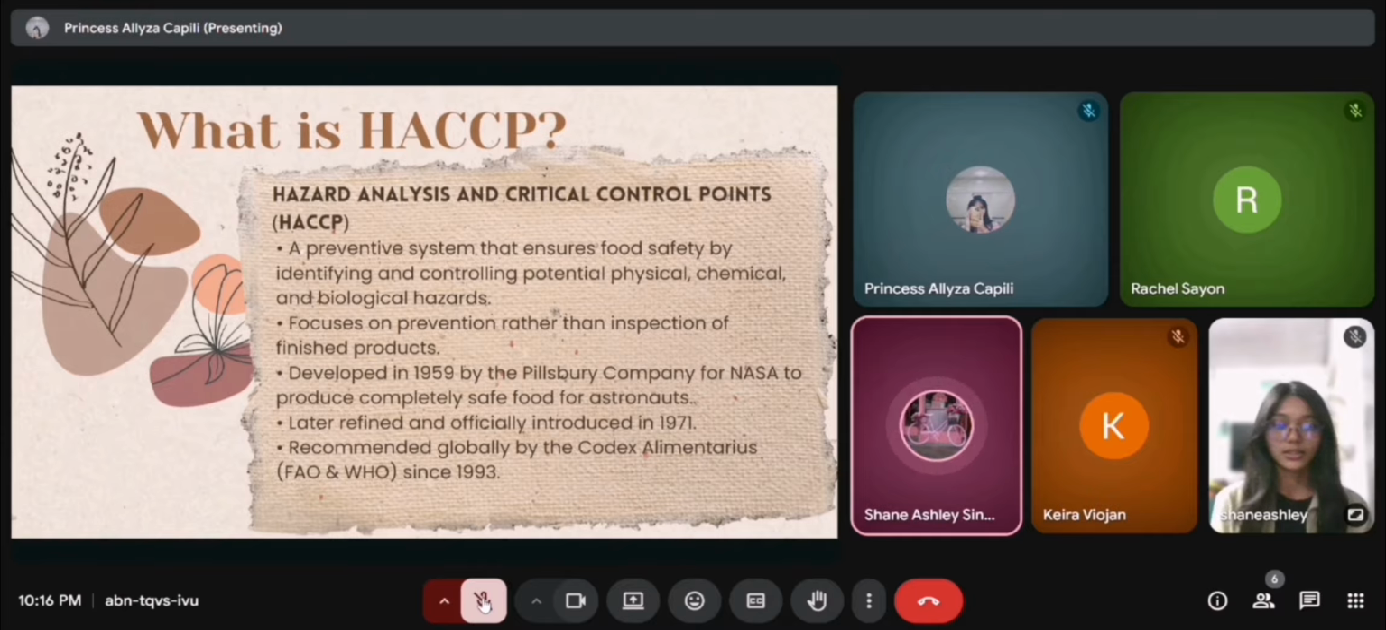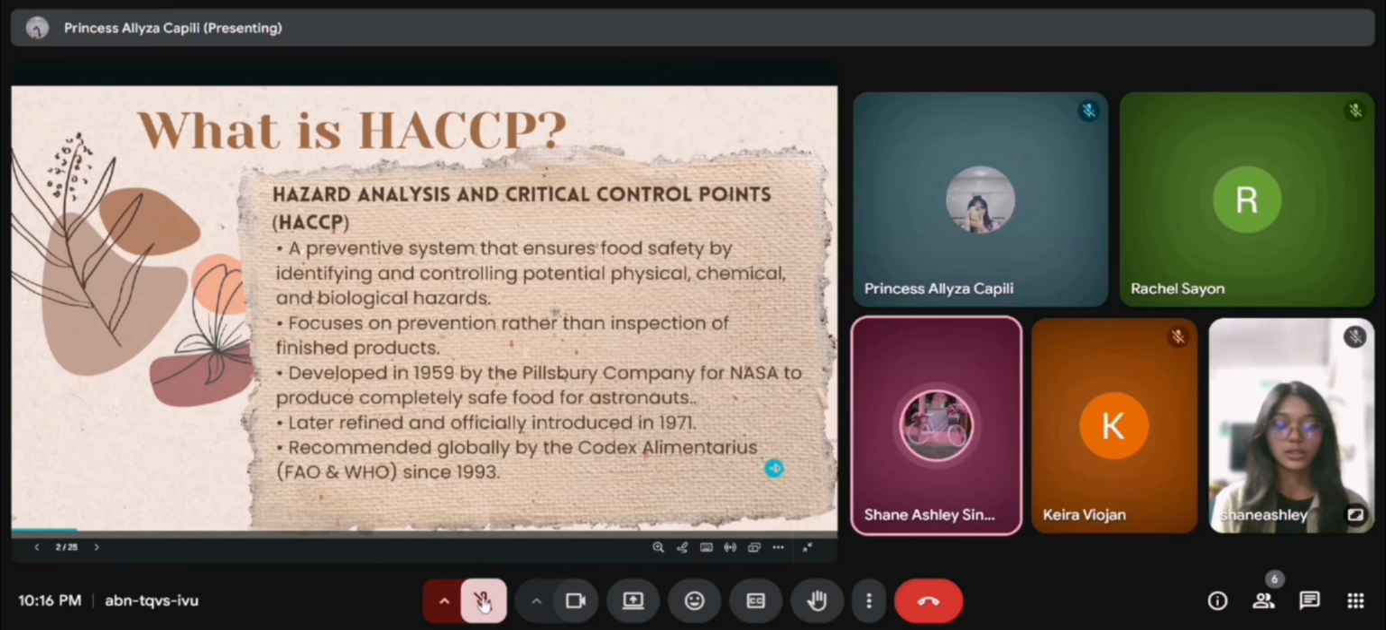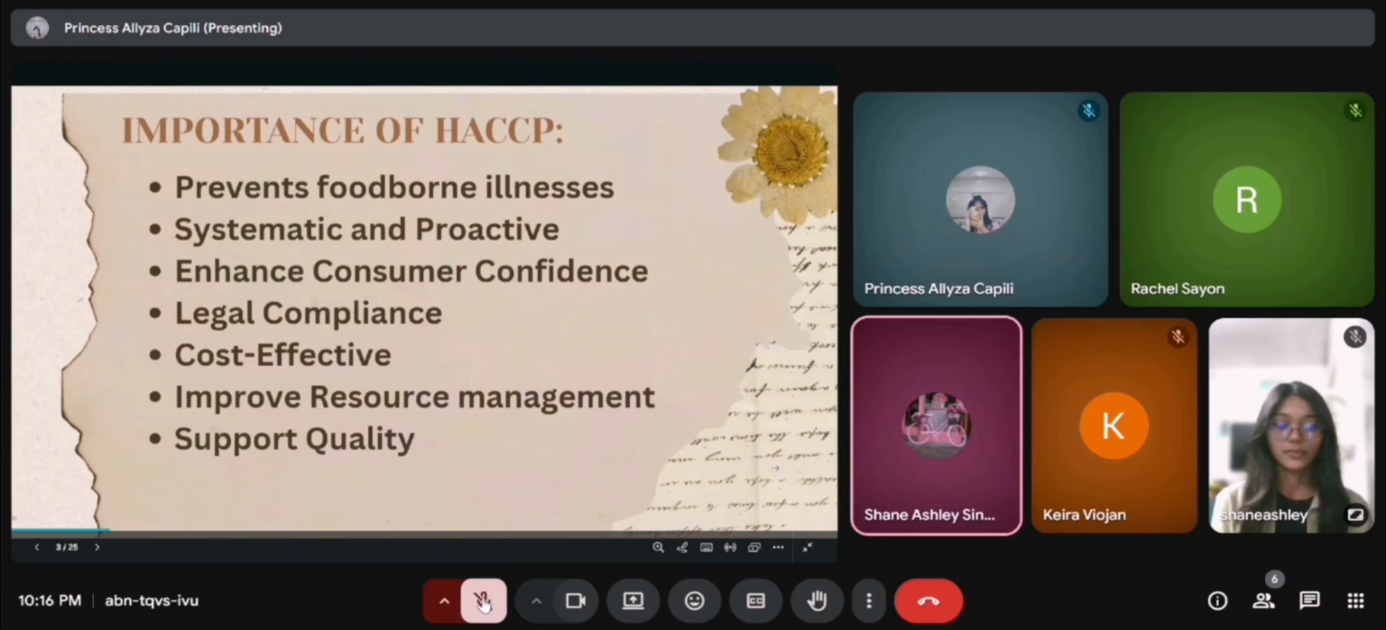So the Codex Alimentarius, by the way, is like a set of international rules to keep the food safe and also high quality. So now let us proceed to some of the key importance of HACCP.